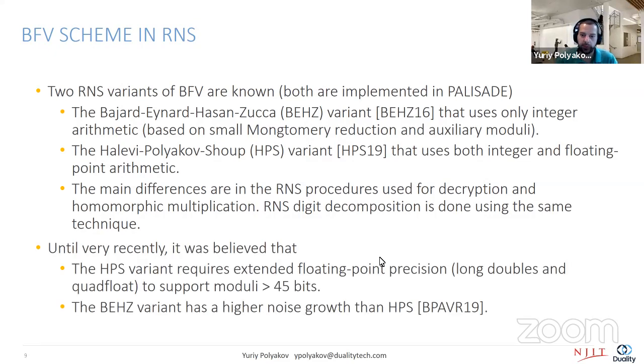Until very, very recently, it was believed that the HPS variant has a certain practical limitation, that it needs to use extended floating point precision, such as long doubles or quad floats, to support moduli that are larger than 45 bits, with, let's say, up to 60 or 64 bits available for native operations. And the other result was that the BEHZ variant may have a higher noise growth, as was observed in one of the previous papers. And actually, we're going to present some results showing that both of those are no longer true.